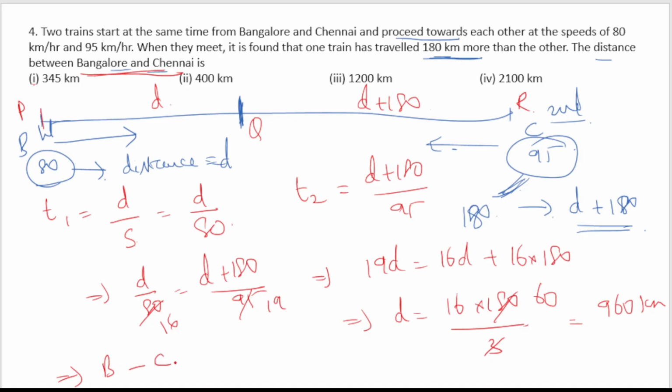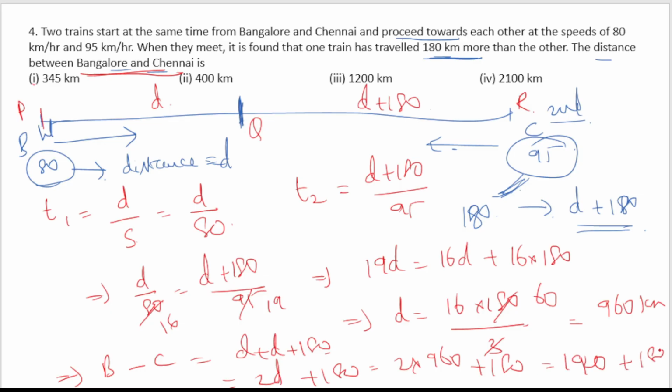Distance between Bangalore and Chennai is what? It is D plus 180. Okay. It is 2D plus 180. So the answer is 2 into 960 plus 180. It is 6 into 2, 12. Okay. 1920 plus 180. It is 00, 19, 20, 21. 2100 kilometers. It is fourth option.